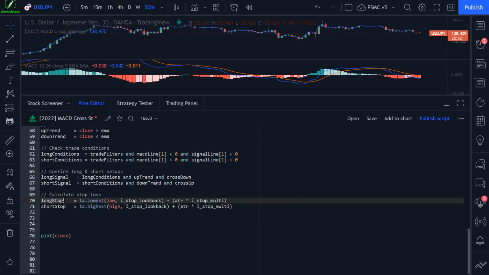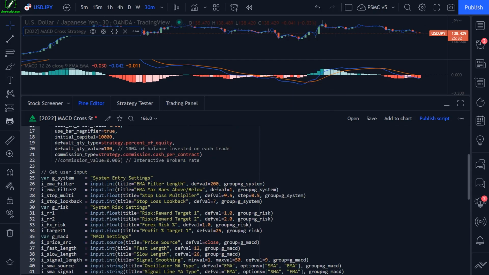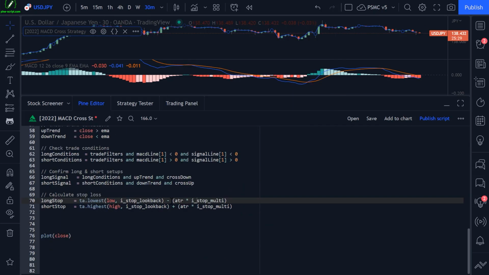It checks for a long trade that we're buying the market. We want the lowest low over our look back period, which is 7 bars by default. And then once we have that price, we subtract the current ATR value multiplied by our stop loss multiplier, which by default is 0.5. So this would subtract half an ATR from the lowest low over the past 7 bars. That gives us our long stop. And for short trades, it's the same thing, but the opposite direction. We're looking for the highest high over our look back period and adding our ATR stop loss value to that.